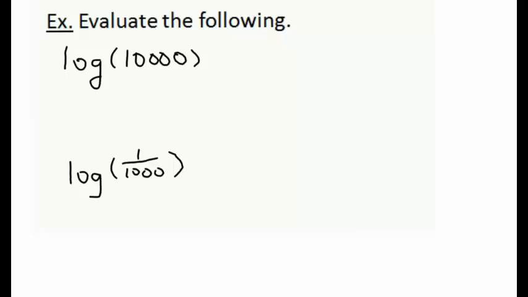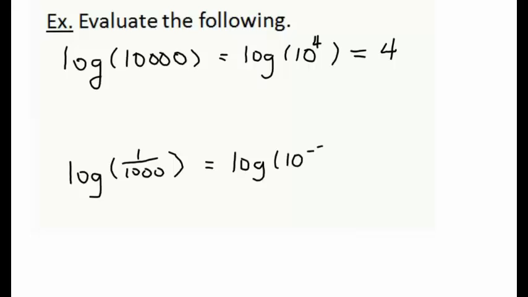First one, log of 10,000. We can rewrite this as log of 10 to the power of 4. Now remember that if the base of our logarithm and the base of the power inside of our logarithm are the same, then they're going to undo each other and leave us with whatever the power is, and that is the number 4. Next, let's take a look at log of 1 over 1,000. We can rewrite this as log of 10 to the negative 3, in which case we're going to get a final numerical answer here of negative 3.